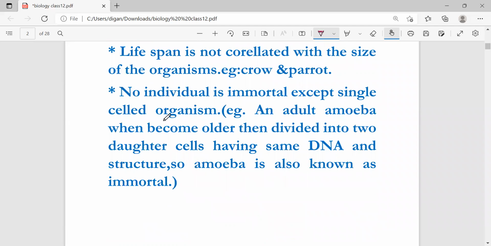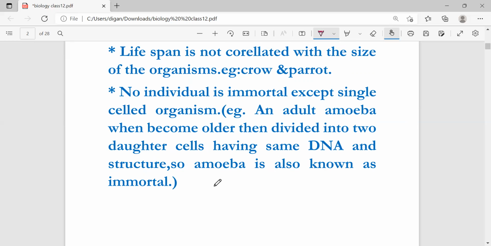Next important point, no individual is immortal. It means all individuals are counted as mortal except some single-celled organisms. For example, an adult amoeba, when it becomes older, divides into 2 daughter cells having the same DNA and structure. So amoeba is also known as immortal.